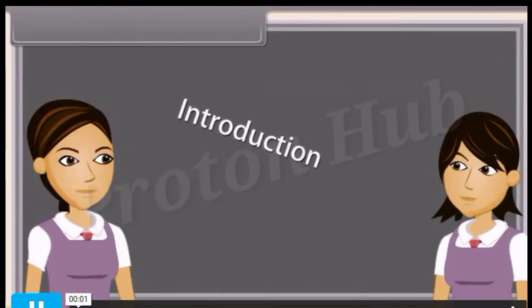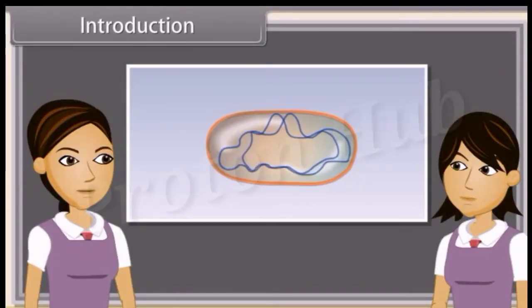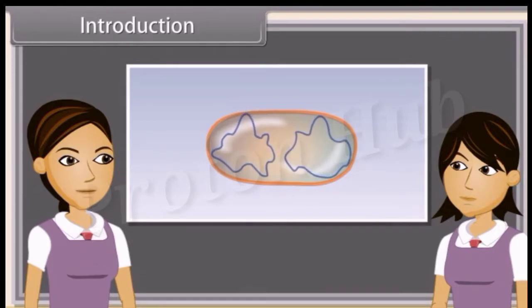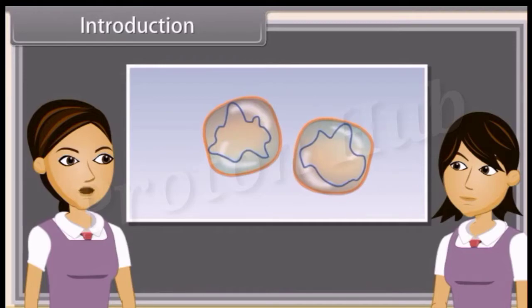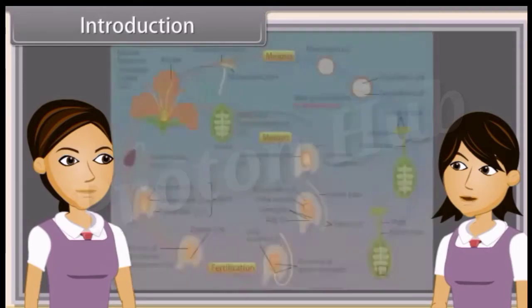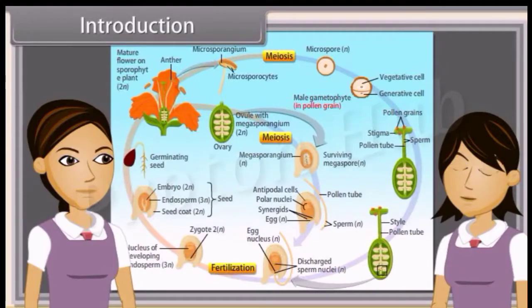Reproduction. As we have already discussed, reproduction is the ability of all organisms to produce young ones similar to themselves in most of the characters. Yes, Madhuri, and the process which involves fusion of male and female gametes to form a new individual is known as sexual reproduction.